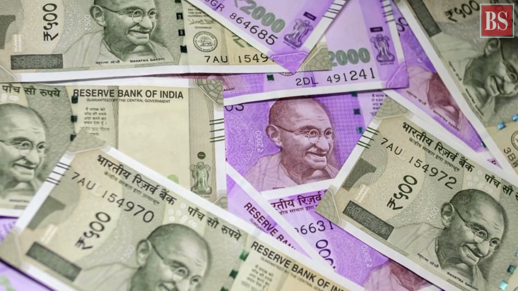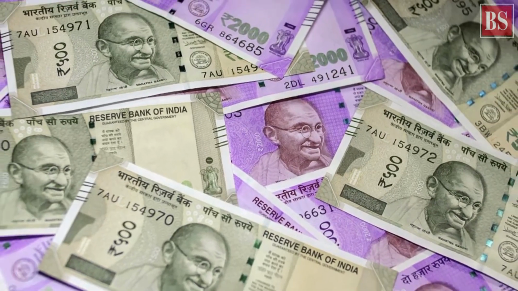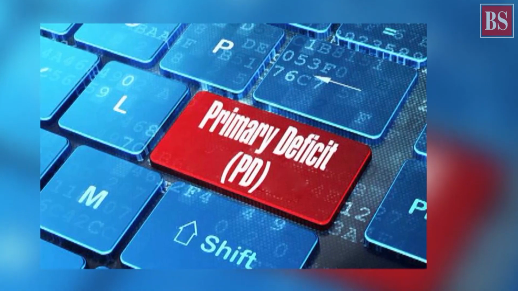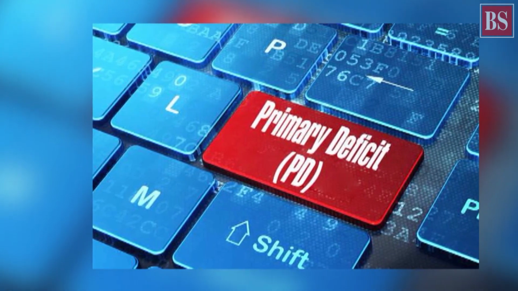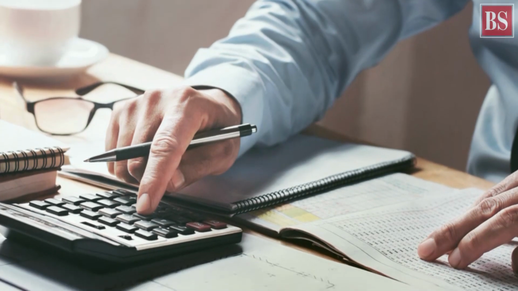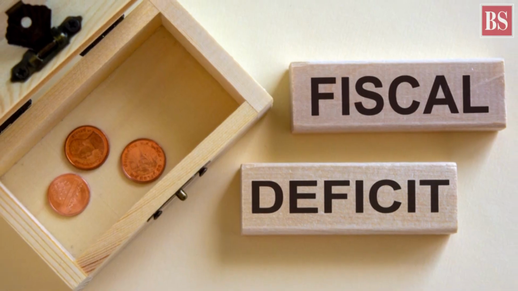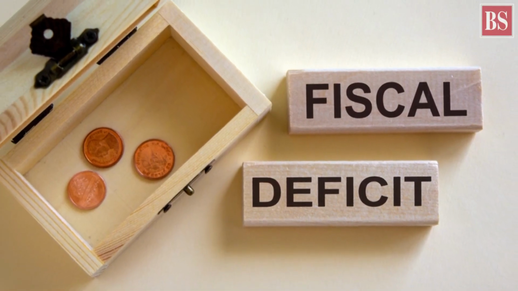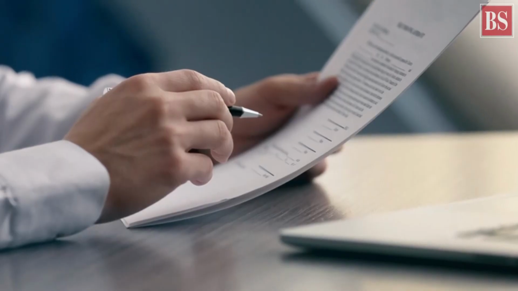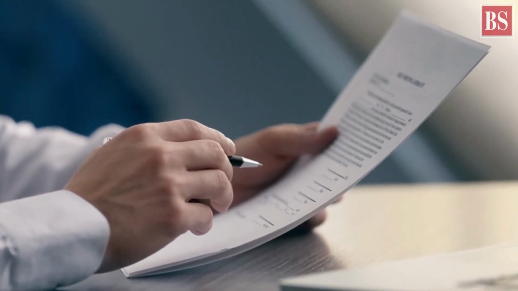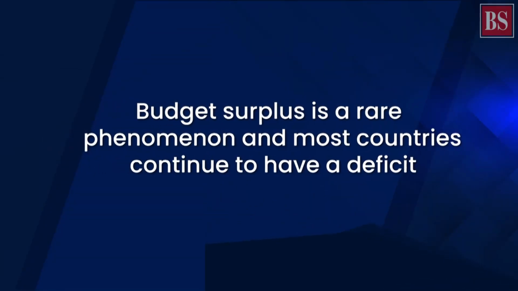Meanwhile, revenue deficit refers to the excess of revenue expenditure over revenue receipts, and primary deficit is measured as fiscal deficit less interest payments. Fiscal deficit is mainly financed through market borrowings. For this purpose, the government issues various instruments like treasury bills and bonds. A budget surplus is a rare phenomenon, and most countries continue to have a deficit.